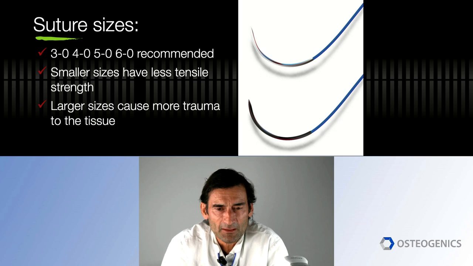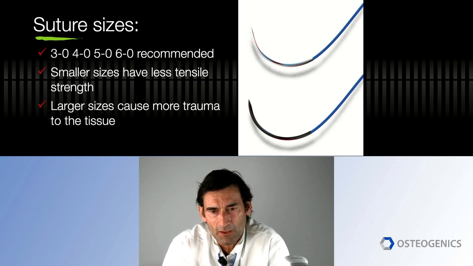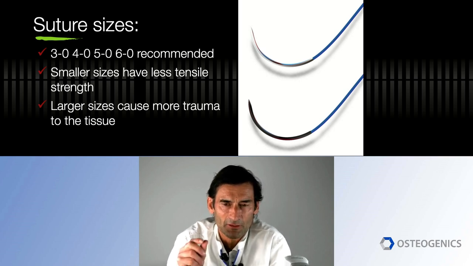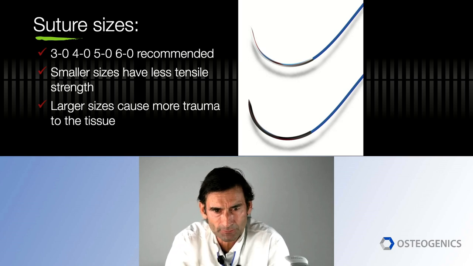Basically, we're recommending anything between 3-0 and 6-0. Any of those sutures are really good, and that's your main target. That's the range. You're probably going to use most often somewhere in that 4-0 to 5-0. I have a particular indication for 3-0, and that is the incision closure after GBR, where I use a 3-0 Cytoplast suture, because that's really an excellent suture from a standpoint of flap management and closure.